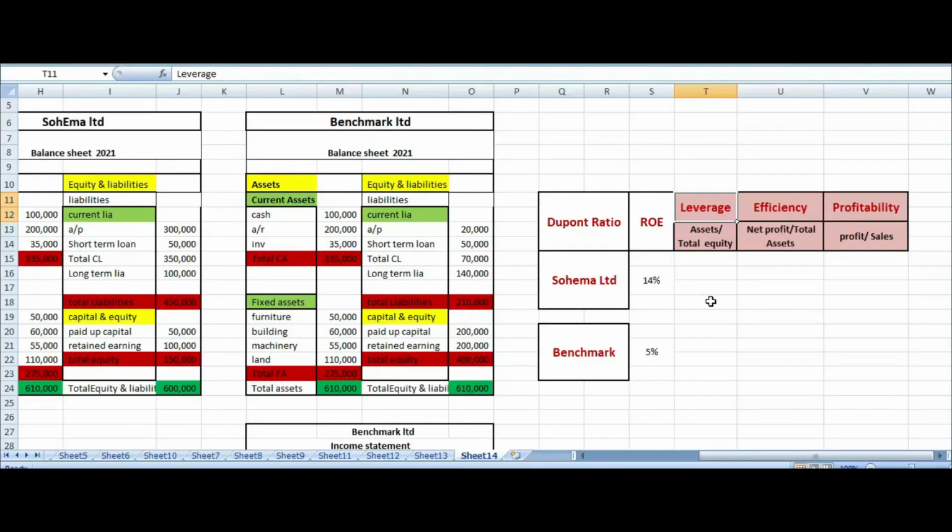How can we calculate leverage? For calculating leverage, we have to divide our total assets by total equity. The total assets of Soima Limited is 6 lakh, and we will divide it by total equity. So the leverage of Soima Limited is 4.06, and for benchmark, let's see how much amount is being borrowed by benchmark, whether it has utilized its maximum capacity of borrowing or not.